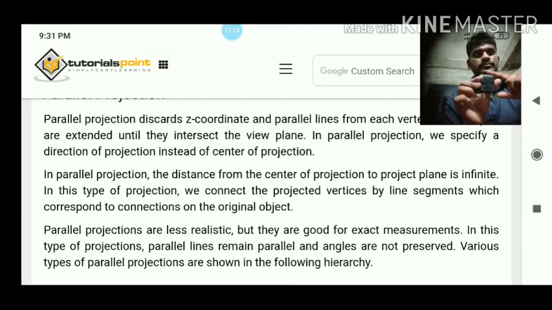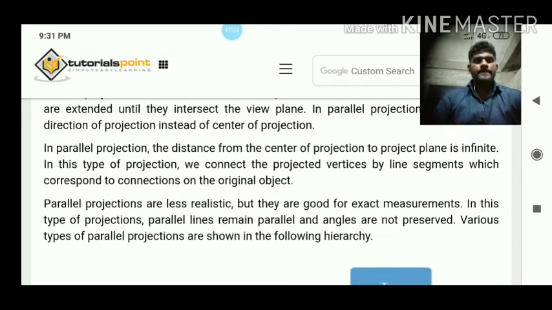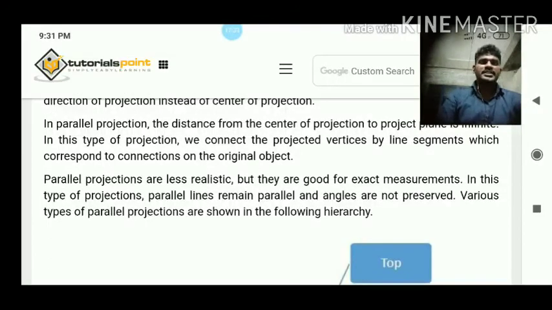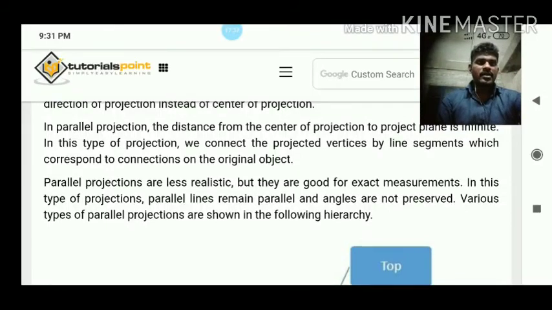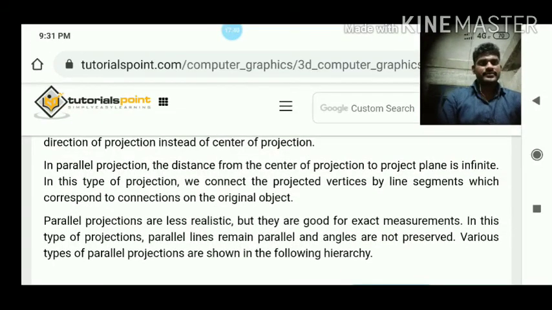Look here. Parallel lines. What is it telling? We specify a direction. This is a direction and this is a direction, instead of a center of projection. So it is not going to meet. We will see what the center projection is next time. Now, in parallel projections, the distance from the center of projection to the projection plane is infinite. In this type of projection, we connect the projected vertices by line segments which correspond to the connections on the original object.